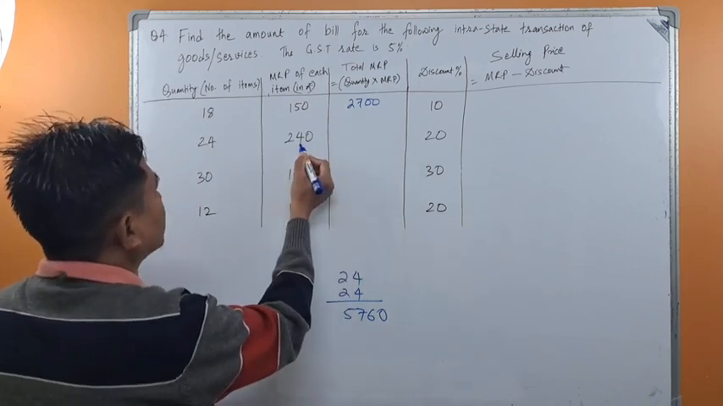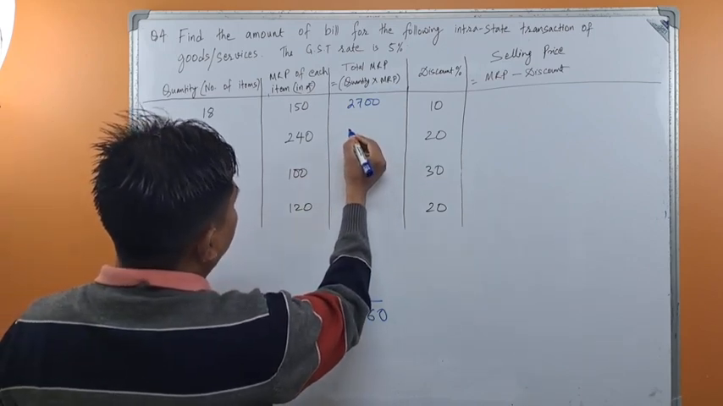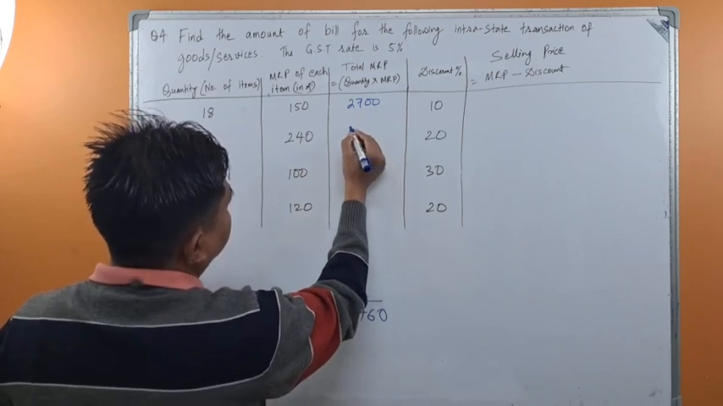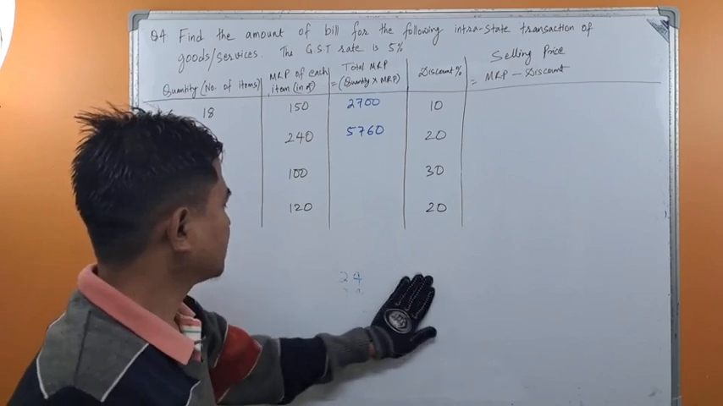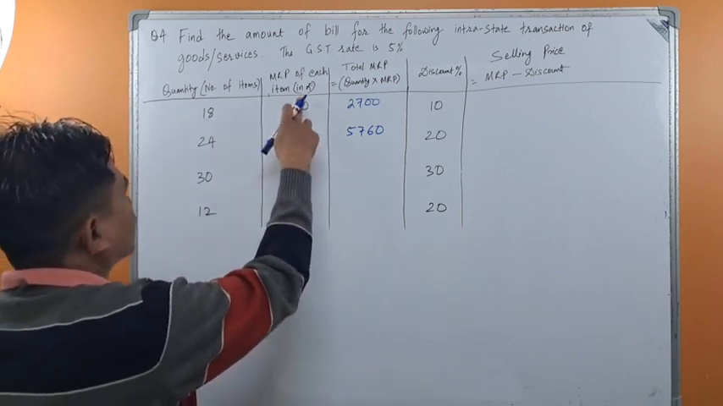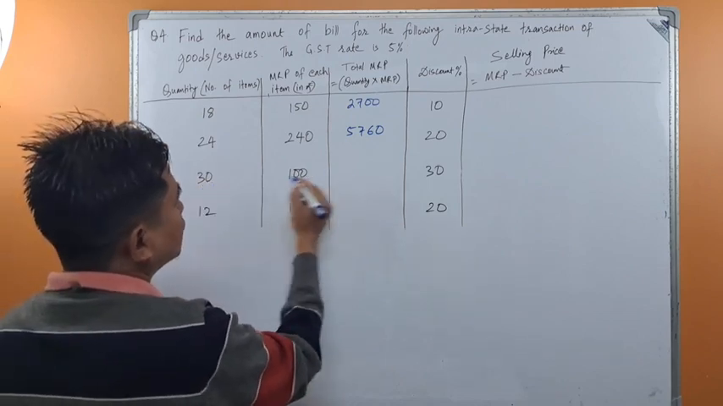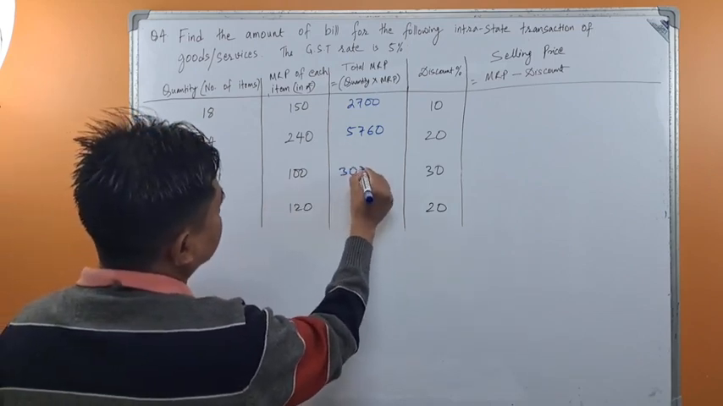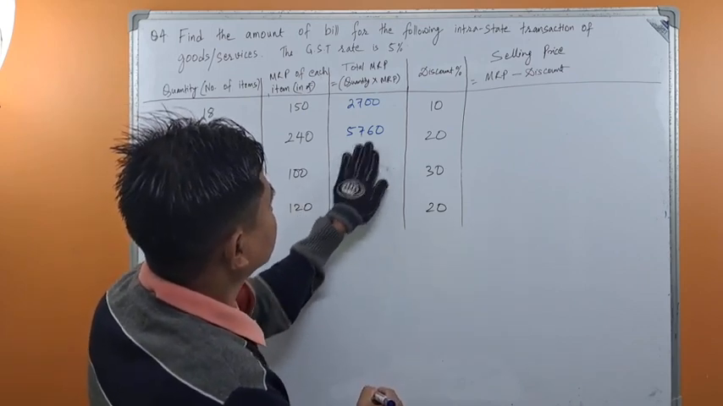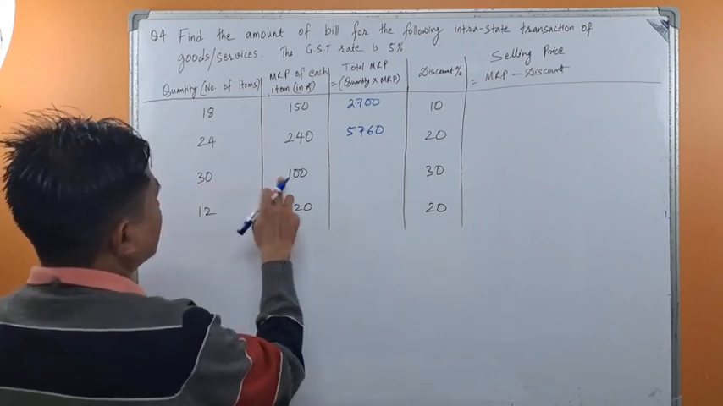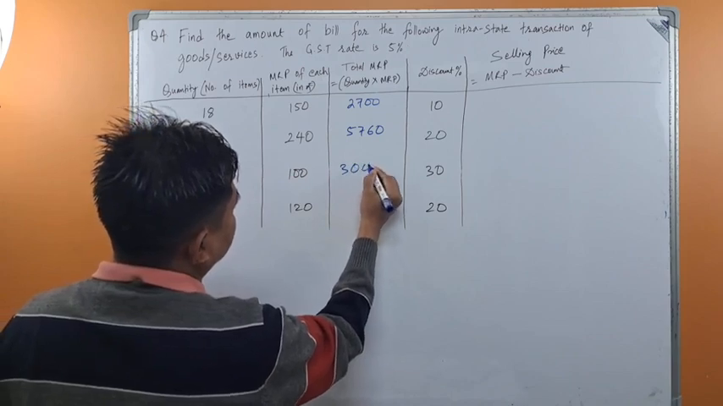Cost of each item is 240 and total number of items is 24. So the total cost of 24 items will be 5760, isn't it? Similarly, cost of each item is 100, number of items is 30, so 30 into 100, isn't it? So 30 into 100 will give us 3000. So 3 1s are 3, and we'll put 3 zeros.